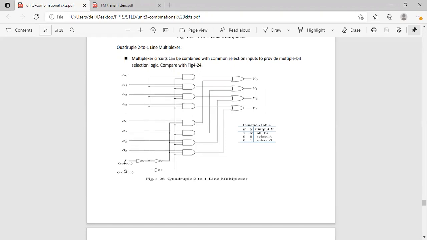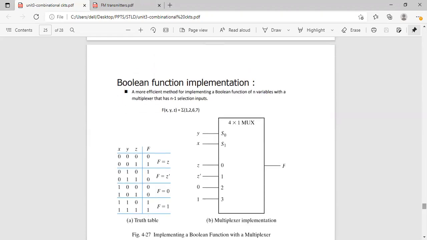In a similar way, we can implement a logic function by using a multiplexer also, but only a single function, a single output function, can be implemented using a multiplexer. So you have to remember, in a decoder we can implement multiple output combinational logic, but in a multiplexer we have only one output, right? So you can implement only a single output function using a multiplexer.